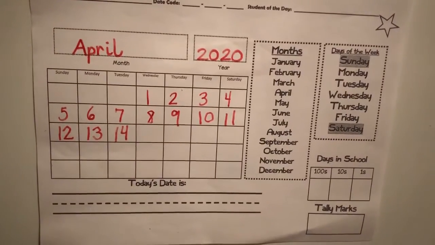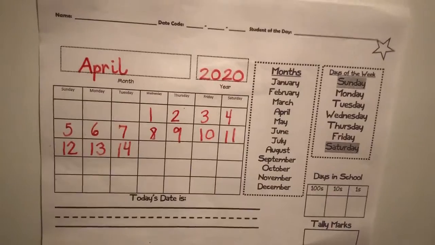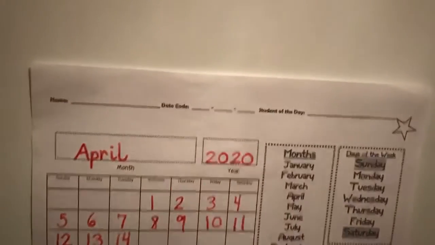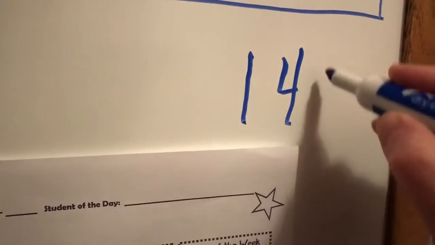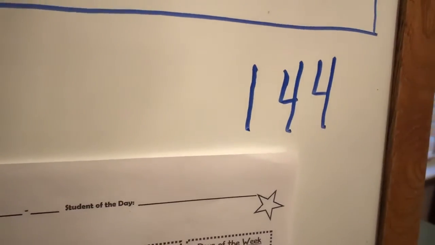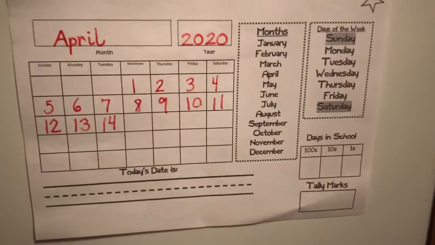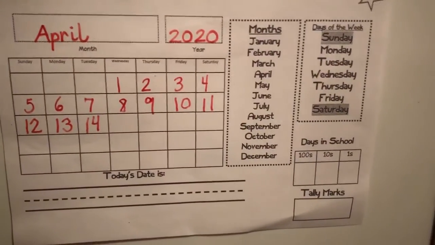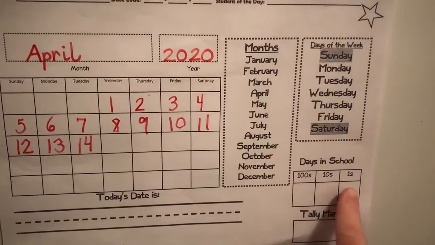The last time we had a lesson, it was last Tuesday, and we had been in school 141 days. Now we have been in school 144 days because we had the long weekend. Okay, so you can fill that in on your math meeting today. How many hundreds? How many tens? How many ones?